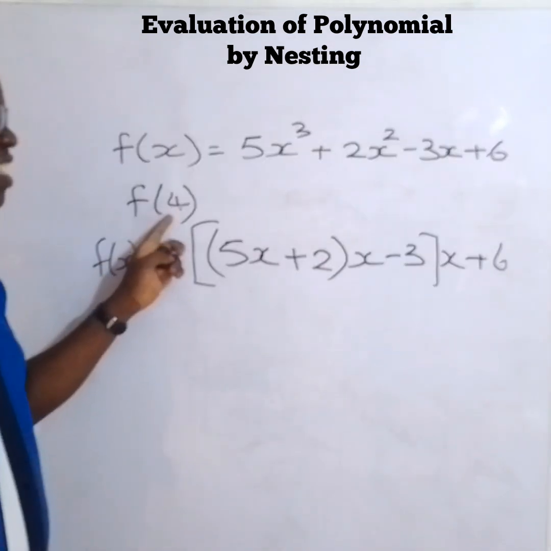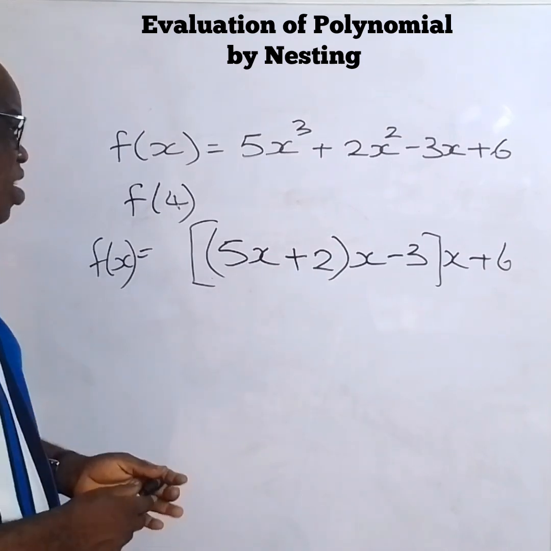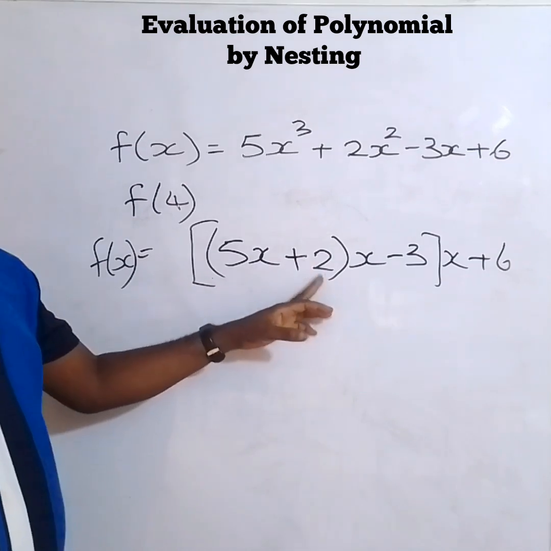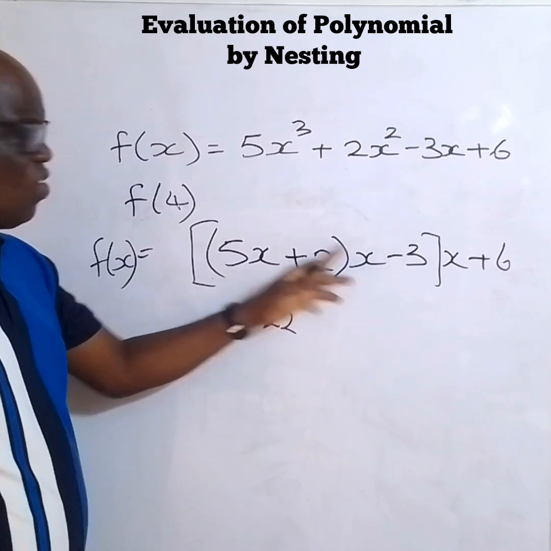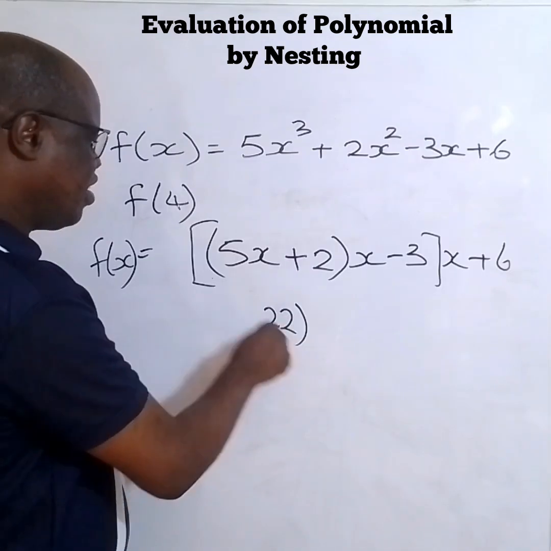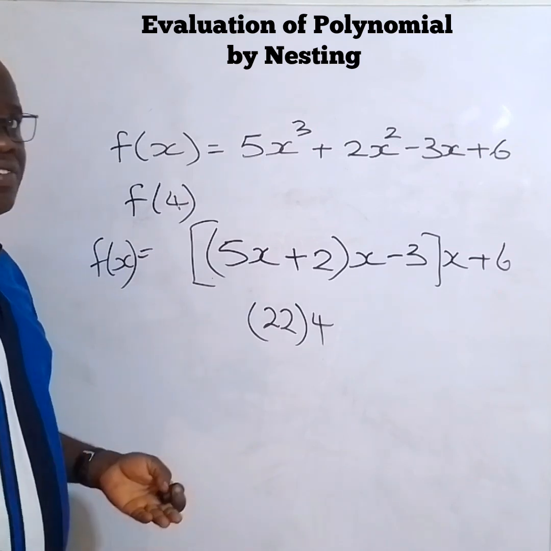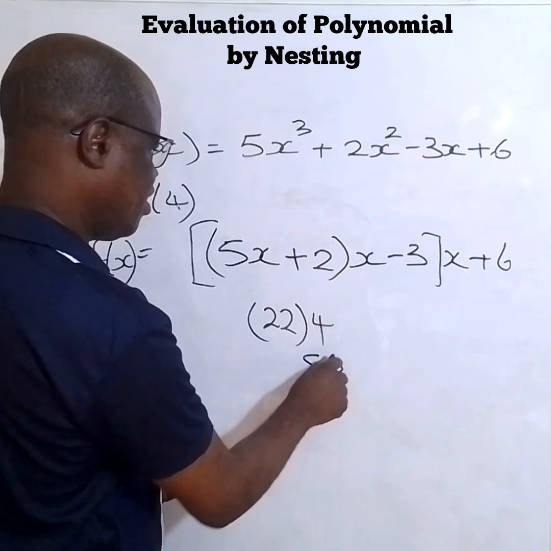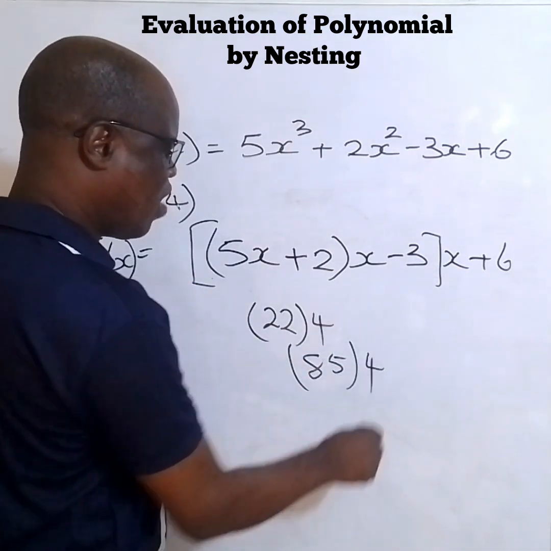Just put 4 here, starting from the innermost bracket. This is the innermost bracket, so you can easily put your 4. 5 times 4, that's 20. 20 plus 2, that's 22. Then this is 4. Put 4 here. 22 multiplied by 4, that is 88. 88 minus 3, that is 85. So, then this is your x. Put this one also. Then you have 4.